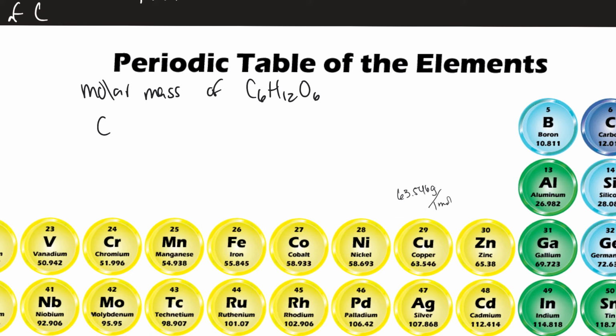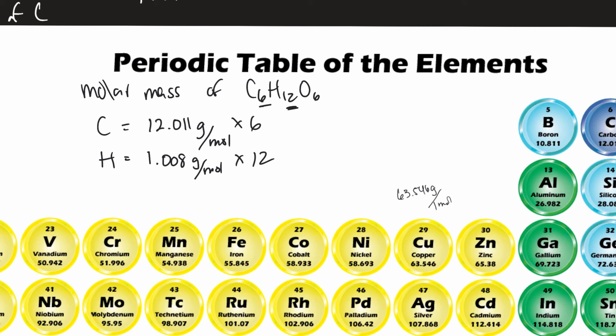We have carbon, and we know the molar mass of carbon is 12.011 grams per mole. If you notice, there's 6 of them, so I'm going to multiply this number by 6. For hydrogen, the molar mass is 1.008 grams per mole, and there's 12 of them, so I'm going to multiply this by 12. Then we have oxygen, with a molar mass of 15.999 grams per mole, and we have 6 of them. Let's multiply each of these individual numbers so that we can figure out the molar mass of the overall compound.